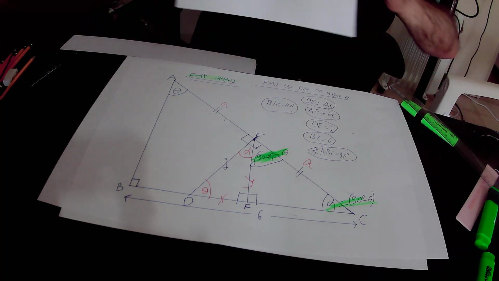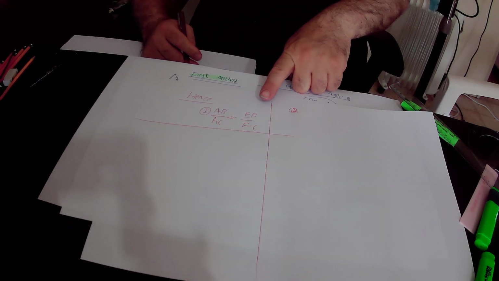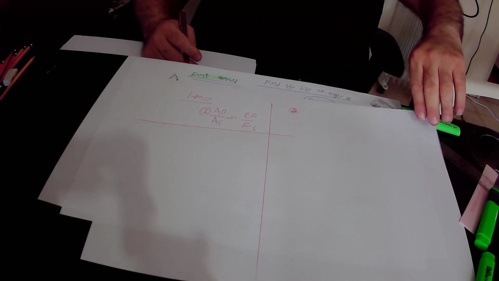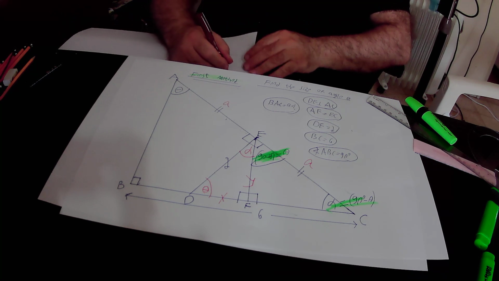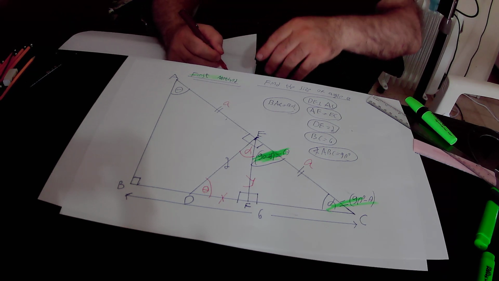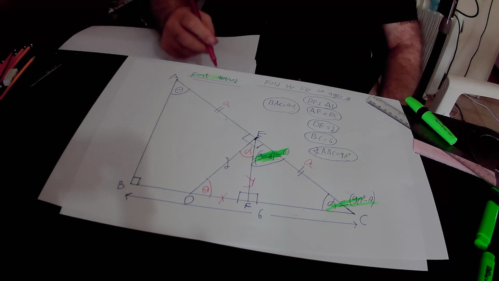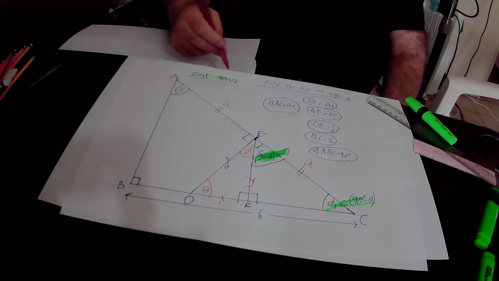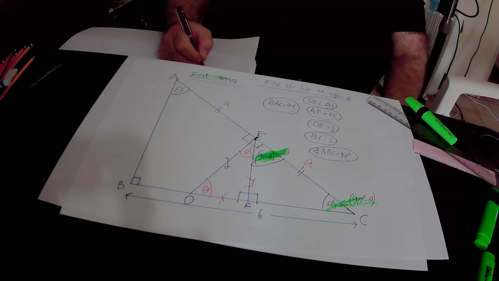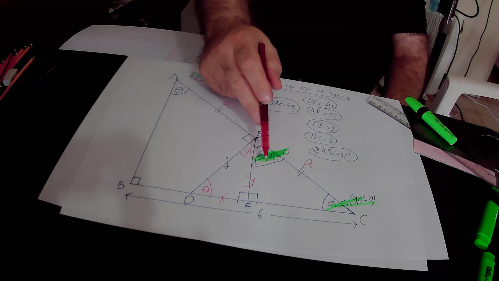I repeat again, from the fact that triangle ABC is similar to triangle EFC, we will conclude that AB over AC equals EF over FC. So according to equation number 1, AB over AC, what is the length of AC? The length of AC is equal to A plus A, that is 2A, and it is equal to EF over FC. EF is Y.